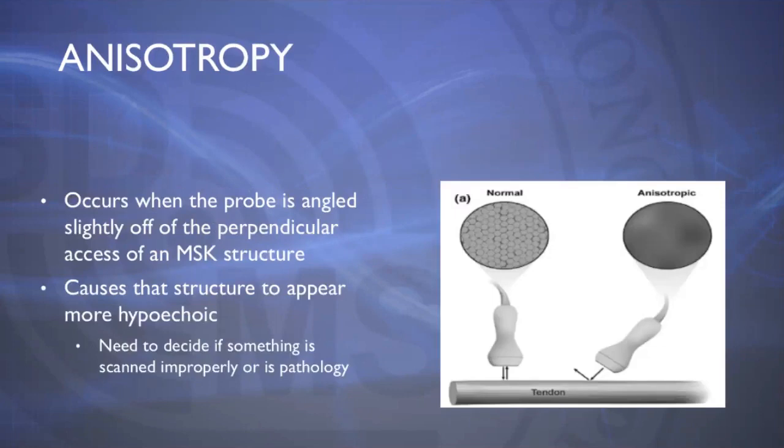Anisotropy is usually a very large artifact, and when I say large, I mean that it happens often. This occurs when the probe is angled slightly off of the perpendicular axis of the musculoskeletal structure, which causes that structure to be more hypoechoic than what it normally would be. So you need to decide if something is scanned improperly or if it's truly pathology.